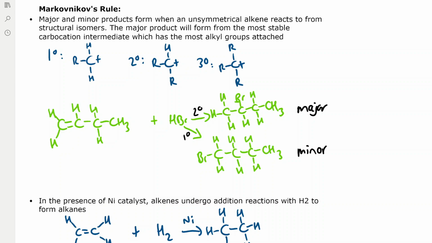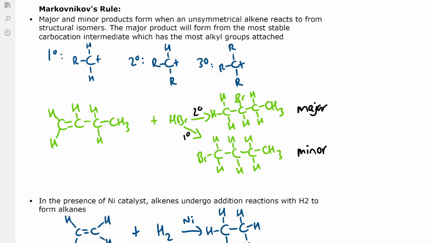So Markovnikov's rule, this is an important rule for determining which products are most likely to form in electrophilic addition. And major and minor products form when an unsymmetrical alkene reacts to form structural isomers. The major product will form from the most stable carbocation intermediate, which has the most alkyl groups attached.